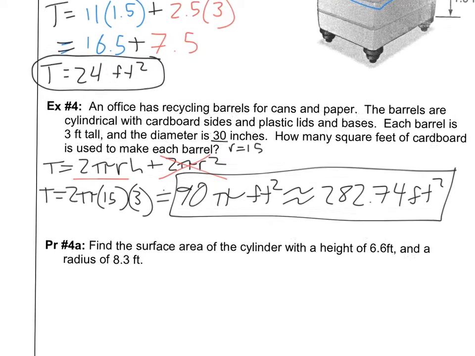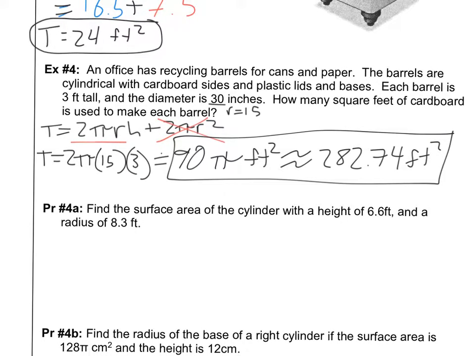All right, so we got another question that's similar. It says find the surface area of a cylinder with a height of 6.6 and a radius of 8.3. This one just asks for the surface area, so that means we are going to need all the parts, including the sides and the bases. So I'm going to rewrite the formula for you.